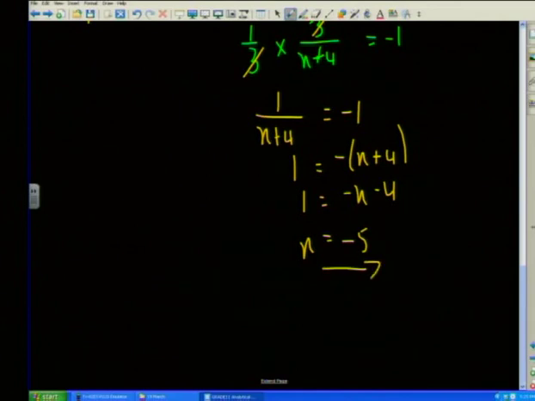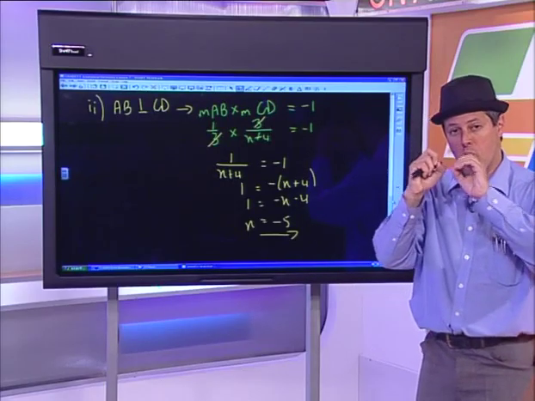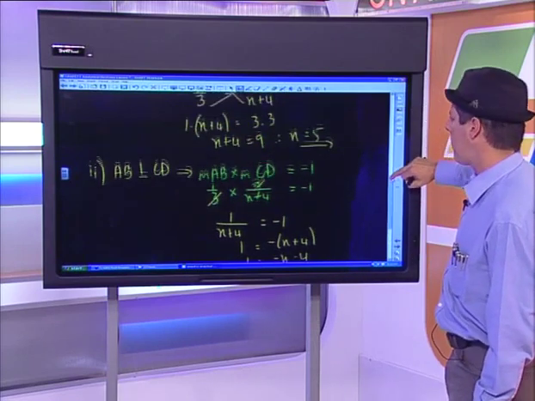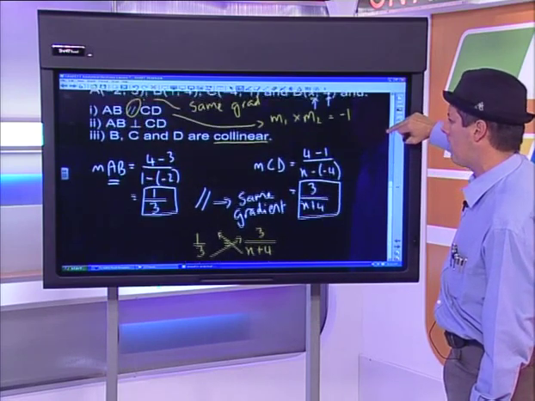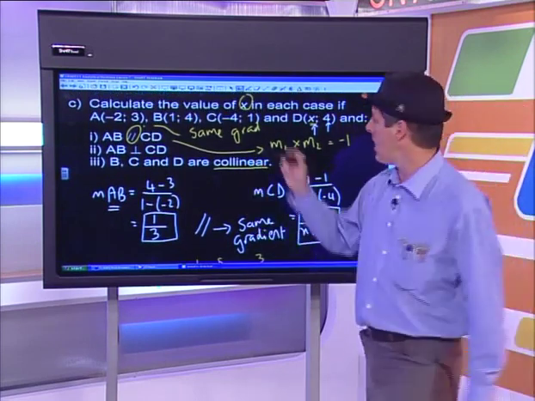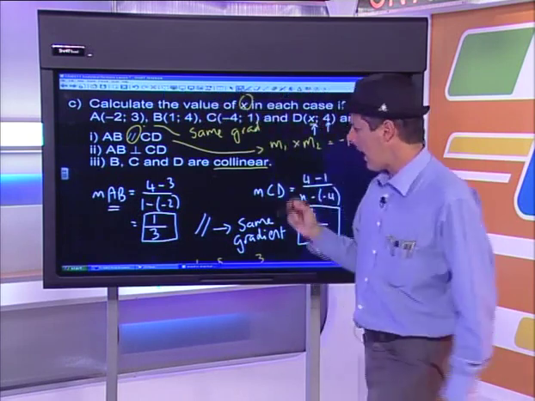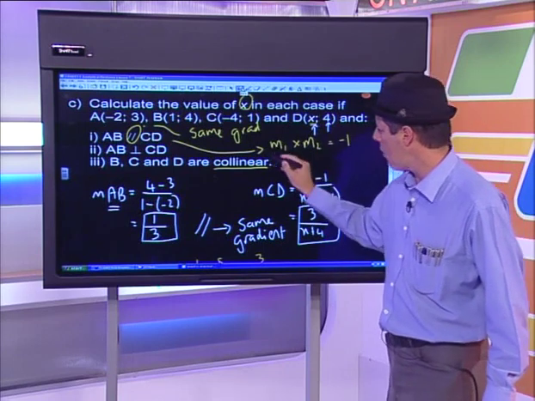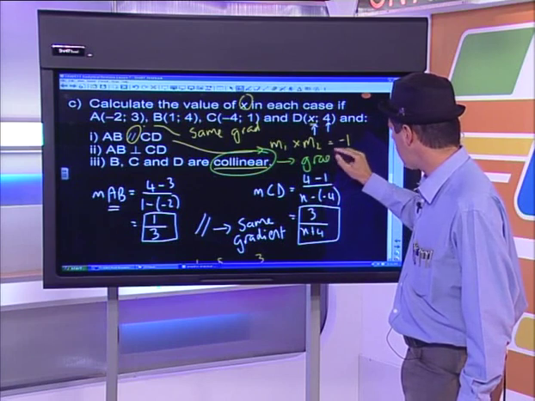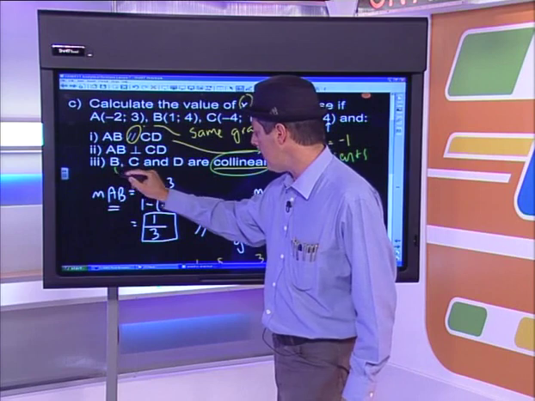So again, we're talking gradients because we're talking perpendicular. The product of the two gradients is equal to negative 1. And so I'm just going to touch on that third concept, but I'm not going to talk about it for long at all, because when we talk collinear, that's grade 10. And so if I was to solve for x, and we're talking about collinear, collinear means the same line, it is talking about gradients. And so what I would do is I'd find the gradient from B to C.